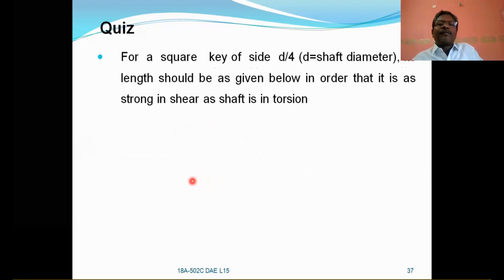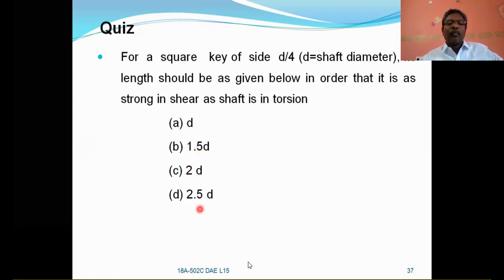For a square key of side d by 4, where d is the diameter of the shaft, length should be given below in the order that it is as strong in shear as the shaft in torsion. D, 1.5D, 2D, 2.5D, and 3D, which is the right one? So 1.75D, L is equal to 1.571D, sorry, 1.571D.